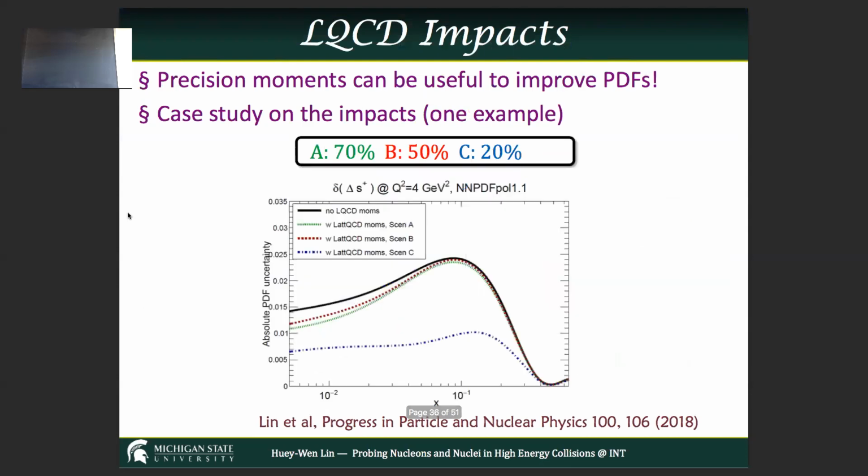Similarly, with a different reweighting, if you look at the strange in the polarized case, the precision required is different. You can actually get away with, say, 20% final error budget, and then you can bring the absolute PDF uncertainty down by a factor of 2 or less over here. So it depends on the quantity, and the precision required is different for lattice QCD to make contributions.